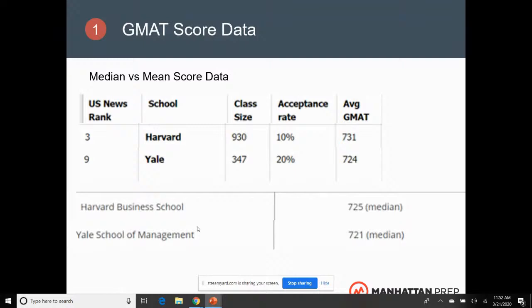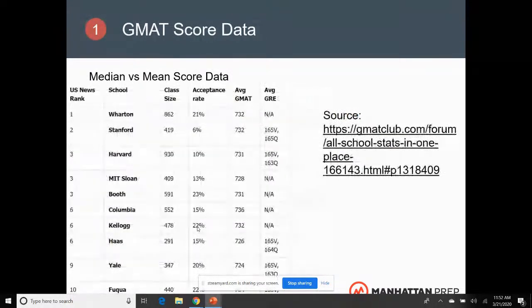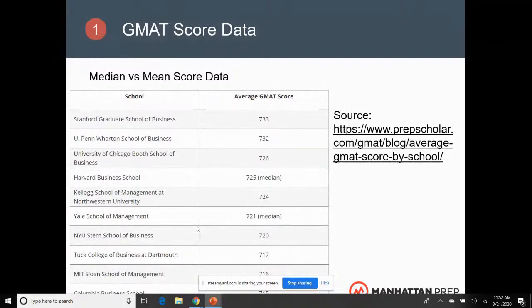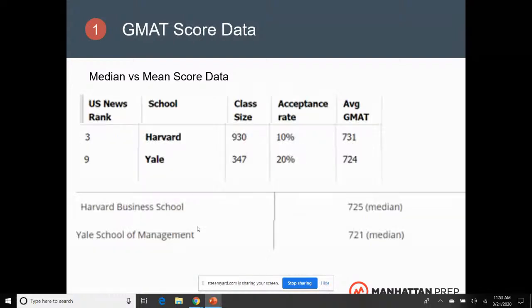Oh, I do need to make sure that we have sources for this data. So you have GMAT Club, another source here, a blog called Prep Scholar. Notice the only reason I pulled Prep Scholar is because I happen to find median scores there. So I just want to have a moment to give credit where credit is due for where I got this information. But you notice here, and I apologize for the quality of this image, it is screenshots that have been blown up to emphasize something.